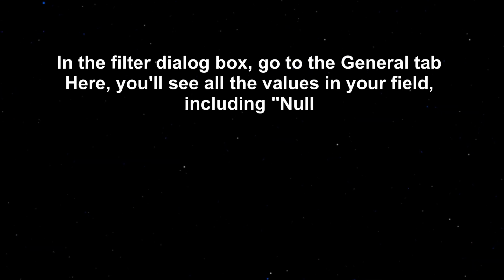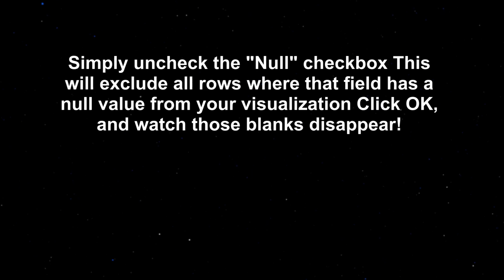In the filter dialog box, go to the General tab here. You'll see all the values in your fields, including null. Simply uncheck the null checkbox. This will exclude all rows where that field has a null value from your visualization. Click OK, and watch those blanks disappear.